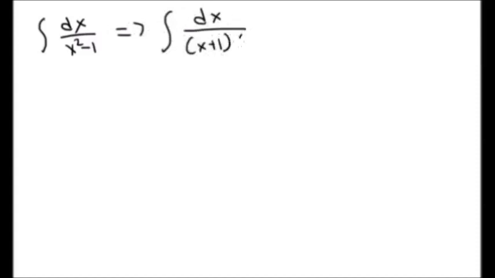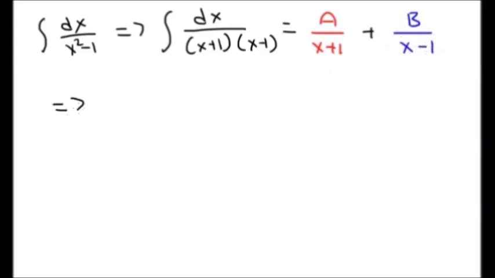We'll now be doing an integration using partial fractions. We have the integration of dx divided by x squared minus 1. Rewriting this, we have the integration of dx divided by the quantity x plus 1 times the quantity x minus 1. We can then rewrite this using the quantity A over x plus 1 plus B over x minus 1.